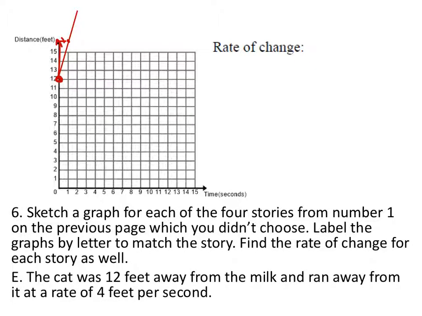Okay. Now we can't fit all this line on here because of where it starts on the graph. Hopefully we understand that this is what the graph would look like if we had read this story. And then part E as well, it told us here at the bottom that the cat was traveling at 4 feet per second.